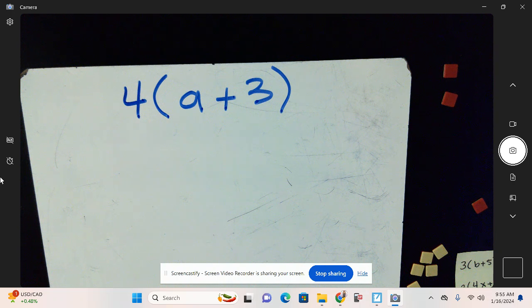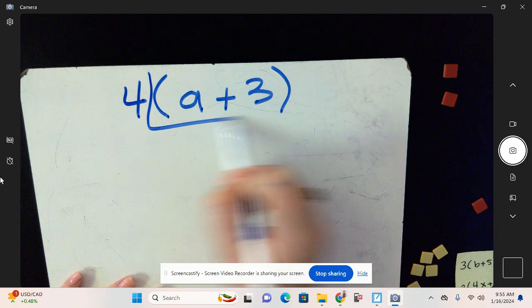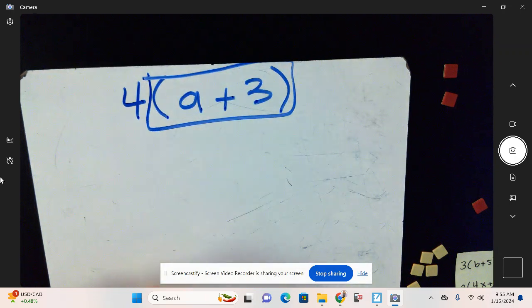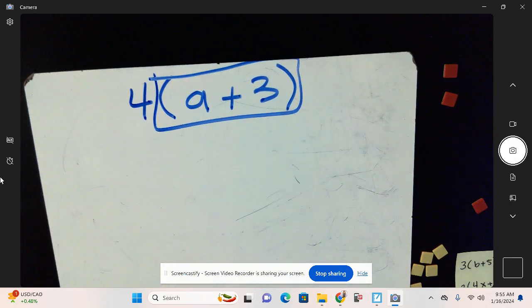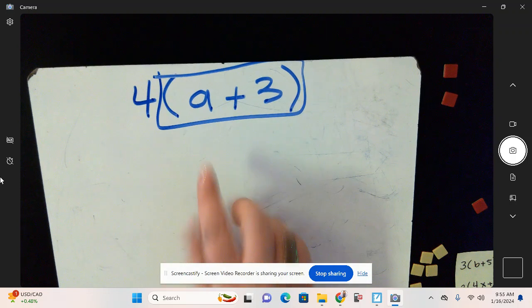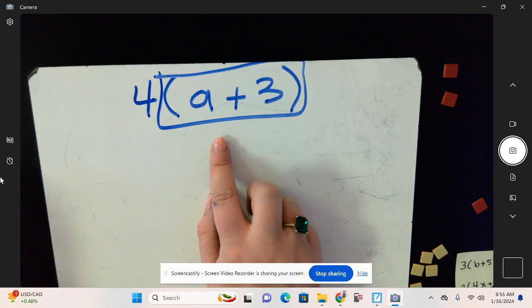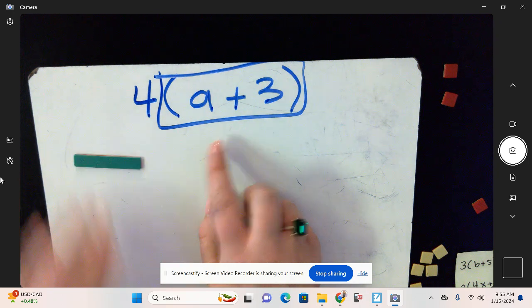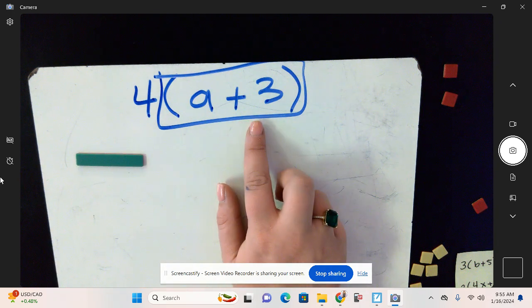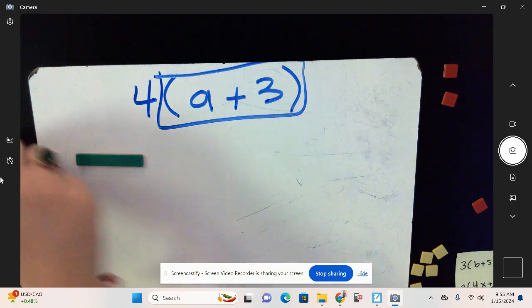Okay. What are we going to start building first? The 4. Not the 4. We look in the parentheses first. This is what's being duplicated. This is what's being distributed. Okay? So we have how many A's? 1 A. And how many 1s? 3 1s.